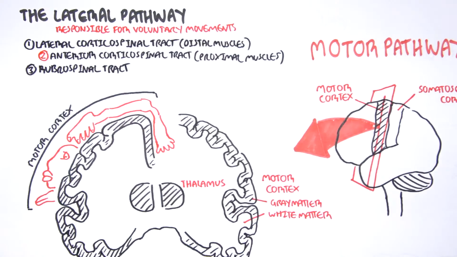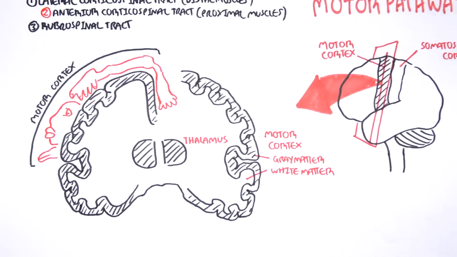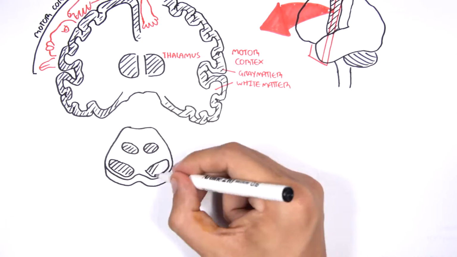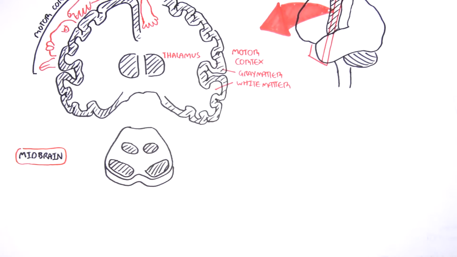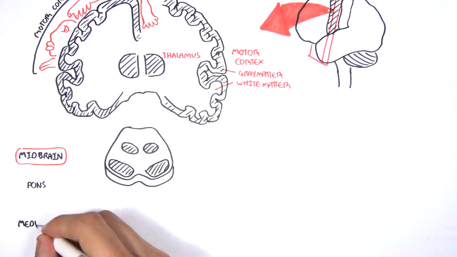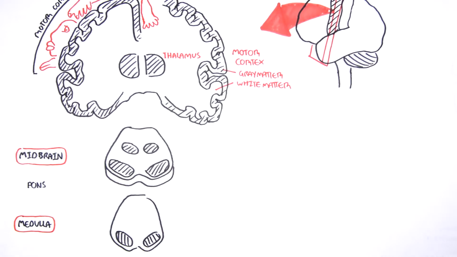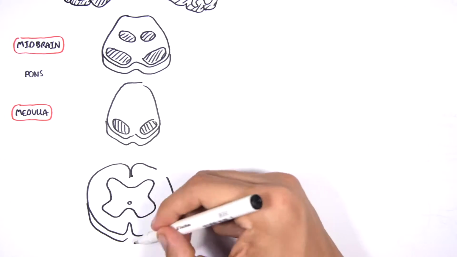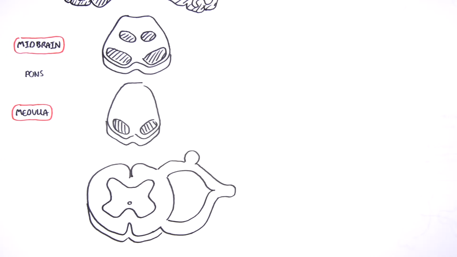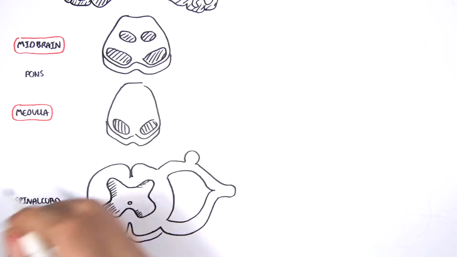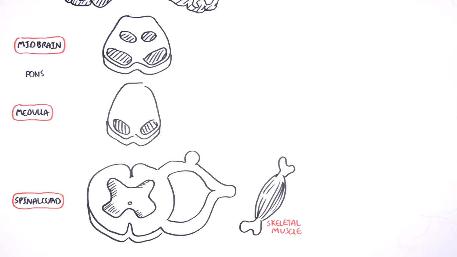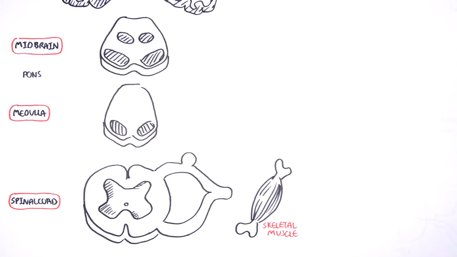Before looking at these tracts, let us learn some other important structures involved. So here I am drawing the midbrain. Below the midbrain is the pons, which I have not drawn. Then we have the medulla here. And here is a section of a spinal cord. Let us just say it's a cervical segment of the spinal cord. And here is a skeletal muscle for movement of the arm or forearm, for example.